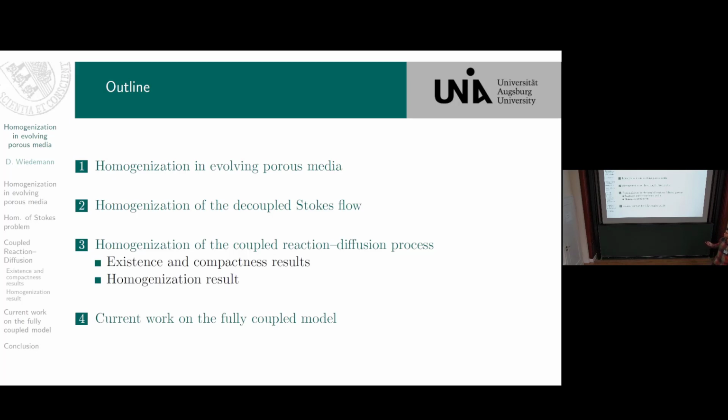Okay, so the outline of my talk is first I want to present an abstract framework for the homogenization in this evolving porous media. Then we will apply it to the homogenization of decoupled Stokes flow. Decoupled means here that we have some domain evolution given, and then in the next part we consider a reaction-diffusion process which is coupled with the domain evolution. Then we will do the homogenization, and then in the end we take a look at our current work where we want to combine these two processes in one process.